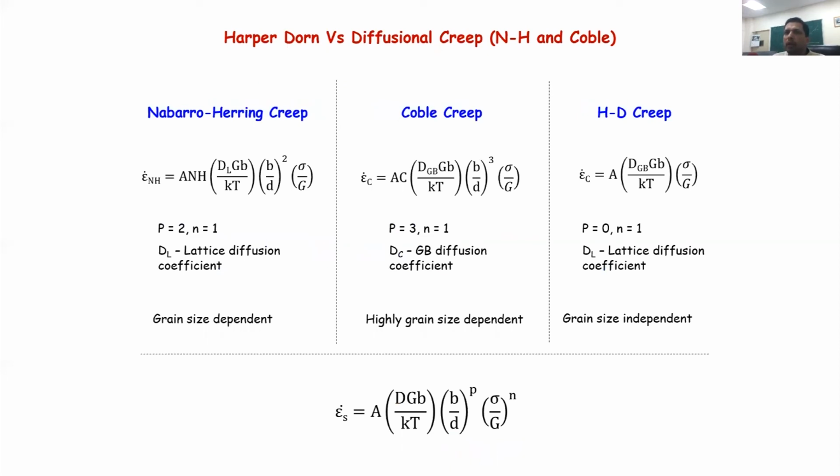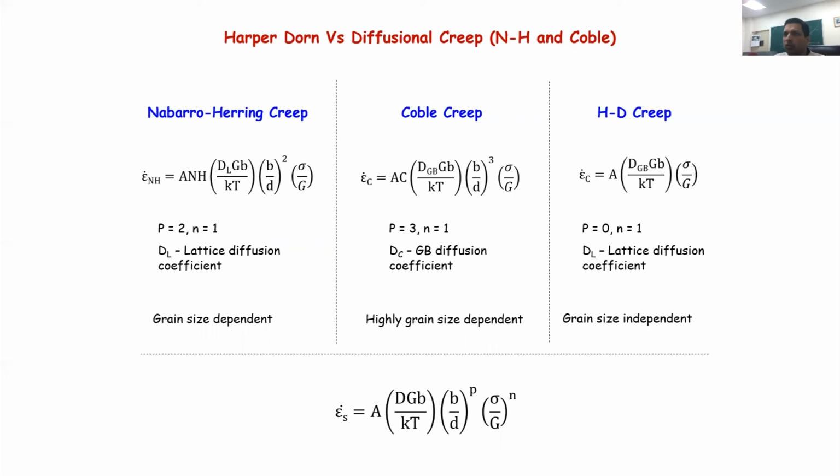So comparing Nabarro-Herring creep and Coble creep, which are diffusional creeps, with the Harper-Dorn creep. These are the equations. This is your strain rate for Nabarro-Herring, this is strain rate for Coble creep, and this is strain rate for Harper-Dorn. And what you see here is that this one is independent of d, which is small d, grain size, which means it is grain size independent.